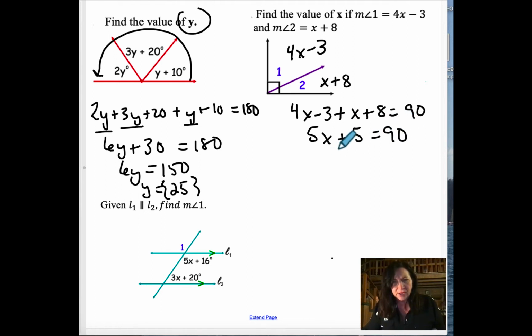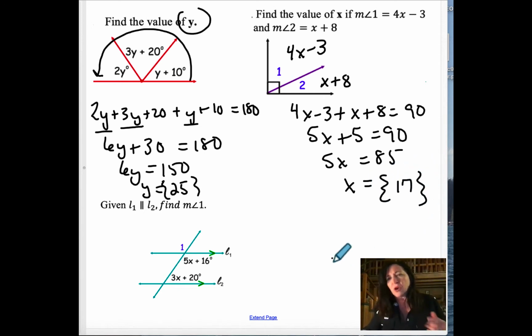And that equals 90. I'm going to subtract 5. I get 5x is equal to 85. And then I'm going to take 85 and divide by 5. And I get 17. Yep, 17. Okay, so that's my answer.